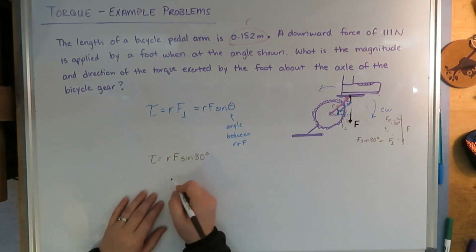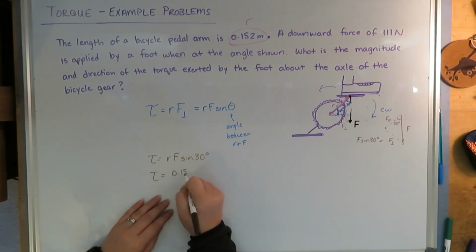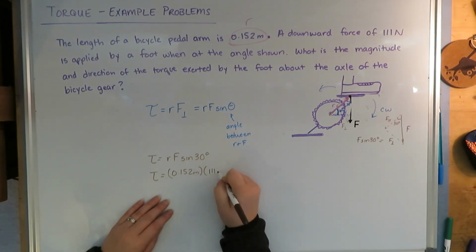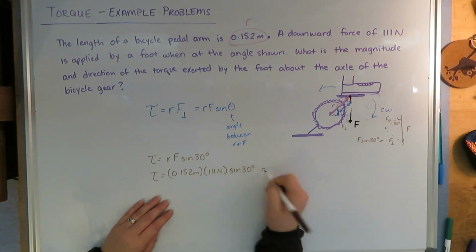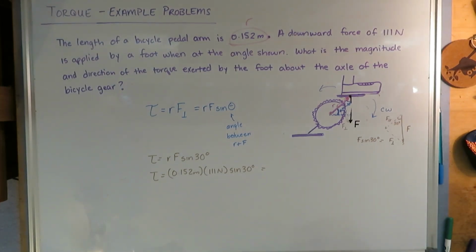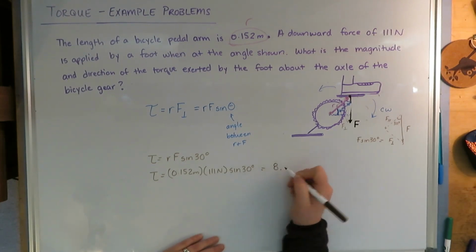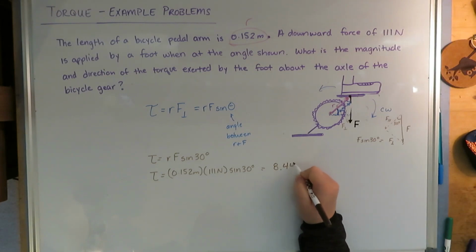So when we plug in for R, that's going to be 0.152 meters. We plug in for F, that's going to be 111 newtons, sine of 30 degrees, and you plug that into your calculator. You should get something like 8.4. So we've got 3 sig figs in the problem, so 8.44 Newton meters. So our unit is Newton meters.